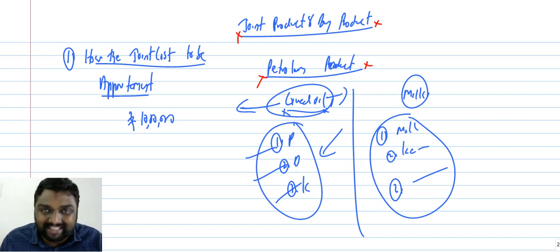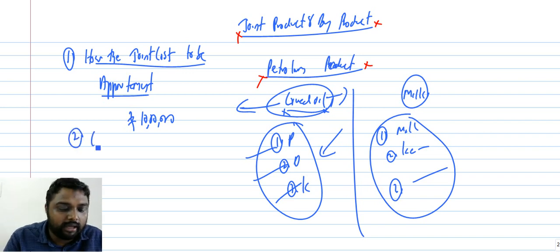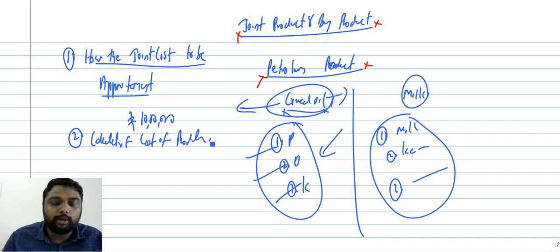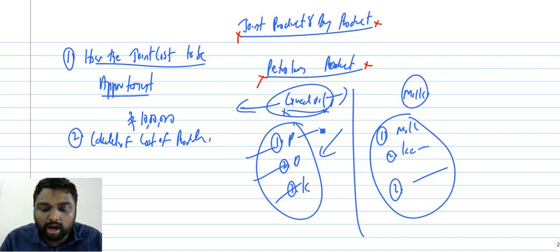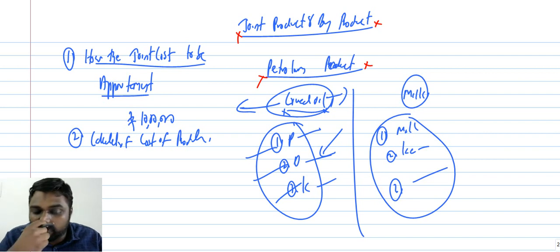Once you apportion the joint cost, next will be calculation of the cost of production of each item. Because unless you apportion the joint cost, you can't calculate the full cost of petrol, the full cost of diesel, or the full cost of kerosene. So, calculation of cost of production.